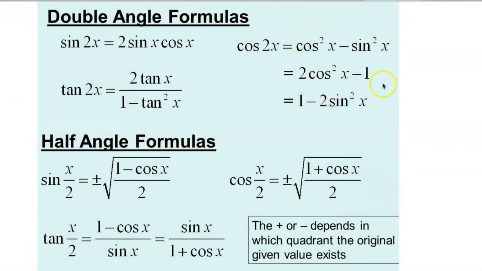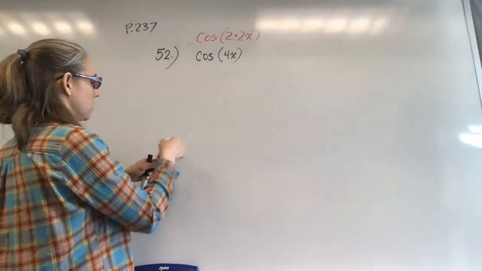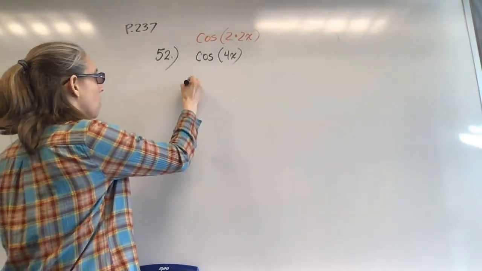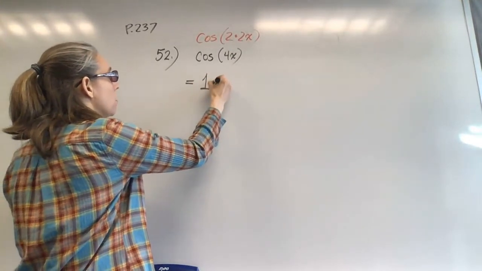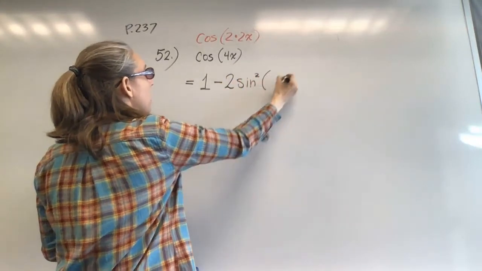It doesn't matter. I think I'll go ahead and pick 2 cosine squared x minus 1. No, actually, I think I like this one more. Let's do the bottom one. It really doesn't matter, but we'll do the bottom one. We'll do 1 minus 2 sine squared x. So this is 1 minus 2 sine squared x.